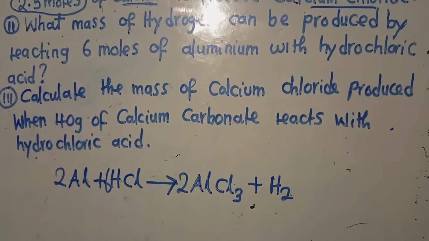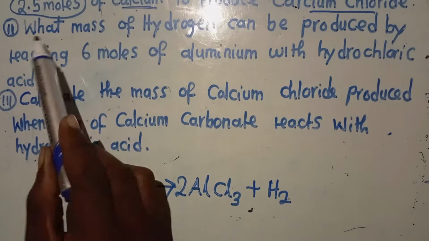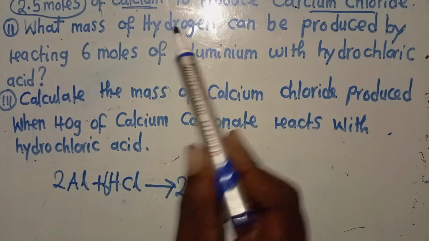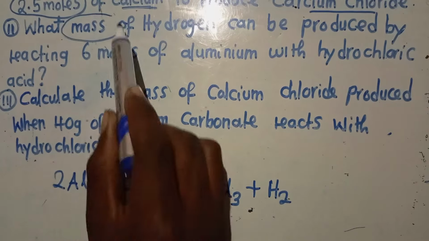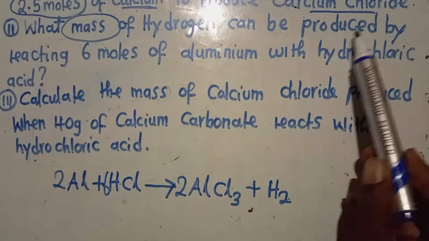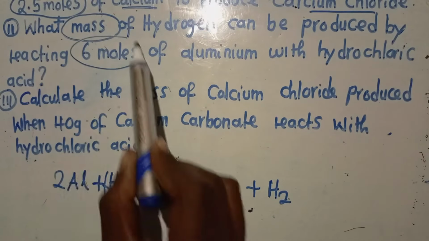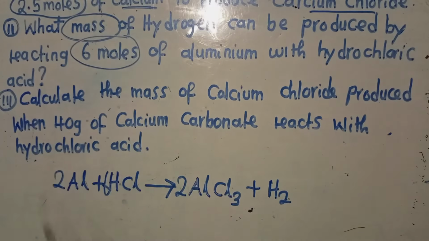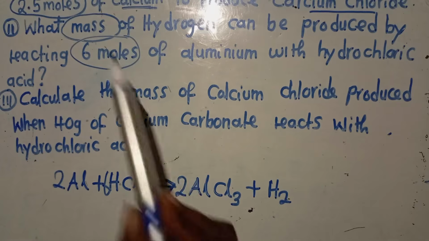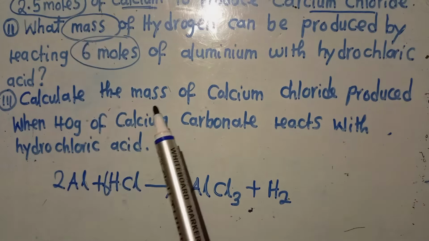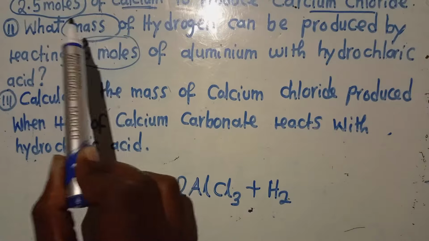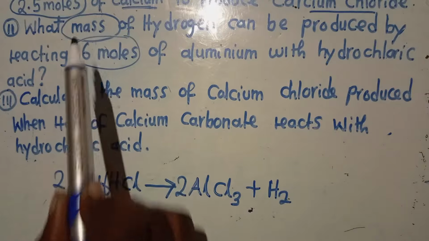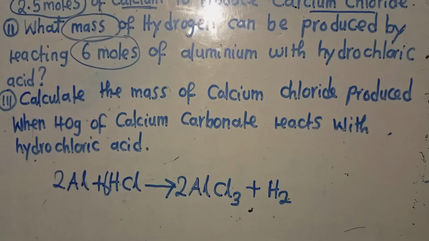Whenever we are dealing with mole-to-mole calculations, we need to make sure that we are dealing with a balanced equation. The question is saying, what mass of hydrogen? Have you seen what mass of hydrogen? Want to find mass, produced by reacting 6 moles. Mass to mole calculation. Have you seen the way I'm identifying these? This is how you are also supposed to identify them. This is mass to mole calculation, because you are taught to find the mass, given moles.